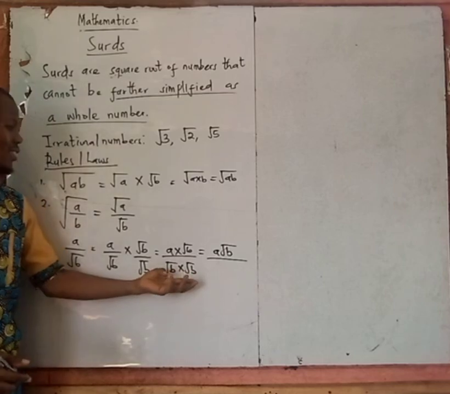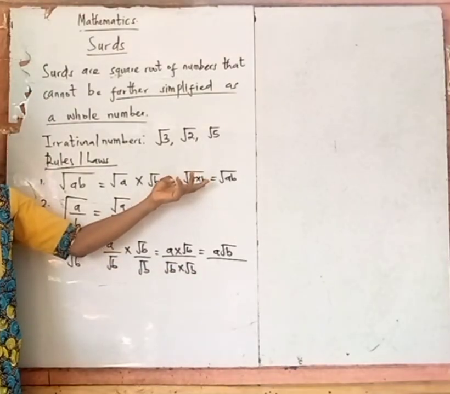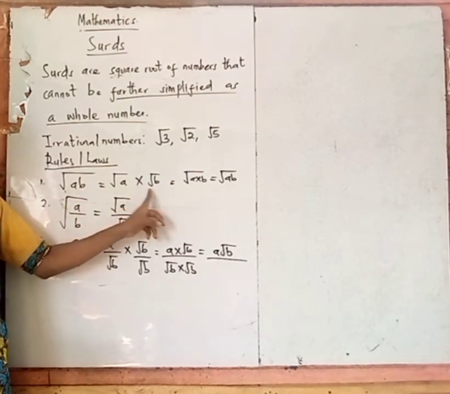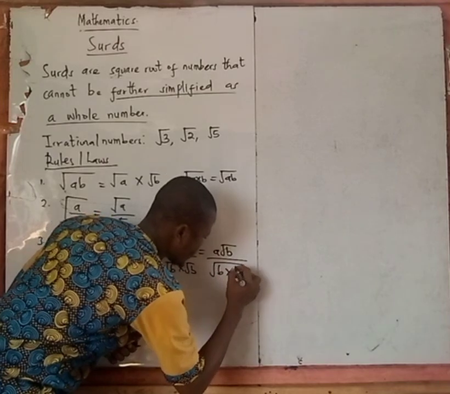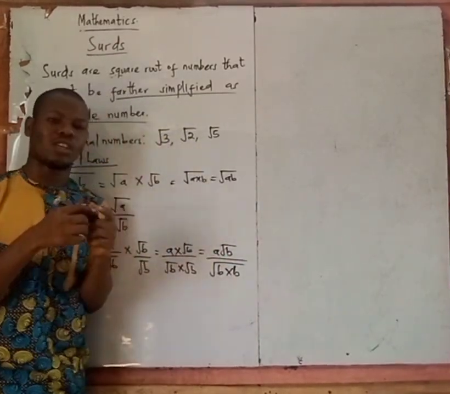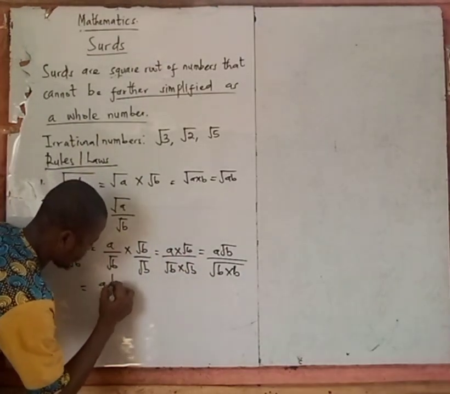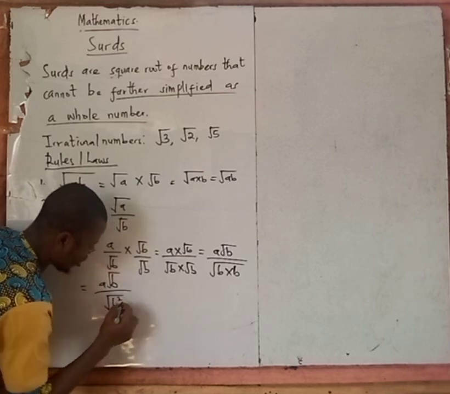In this case, this brought us to rule 1 here, where we have root AB is equal to root A times root B. So in this case, it gives us the square root of B times B. So B times B, as we know, gives us B squared. So we're going to have A root B over root B squared.